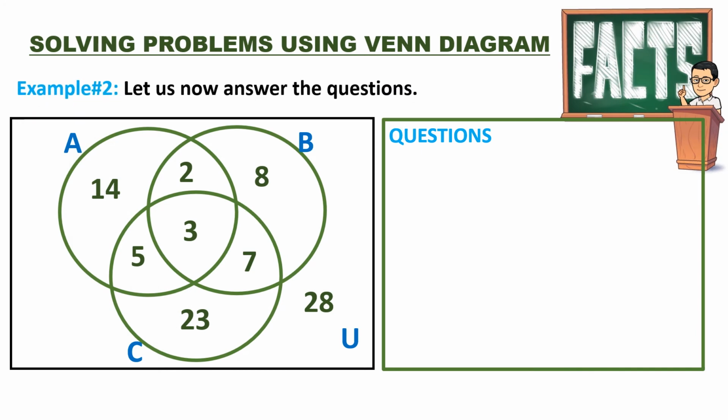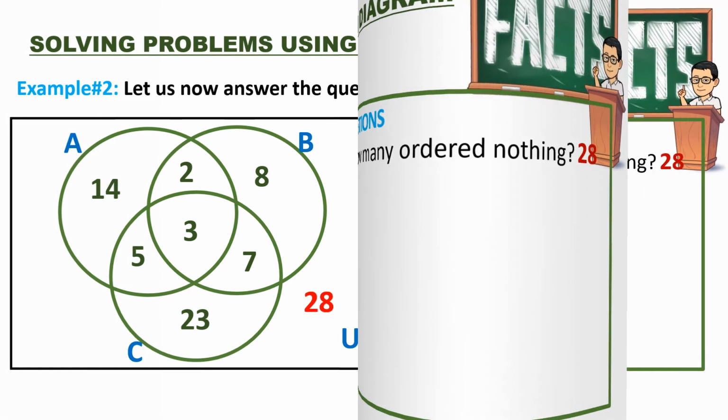Now, let us answer the questions. Number 1, how many ordered nothing? In our Venn diagram, we can see that there are 28 cardinality outside the three circles which can be found in our universal set. So, there are 28 students who ordered nothing.